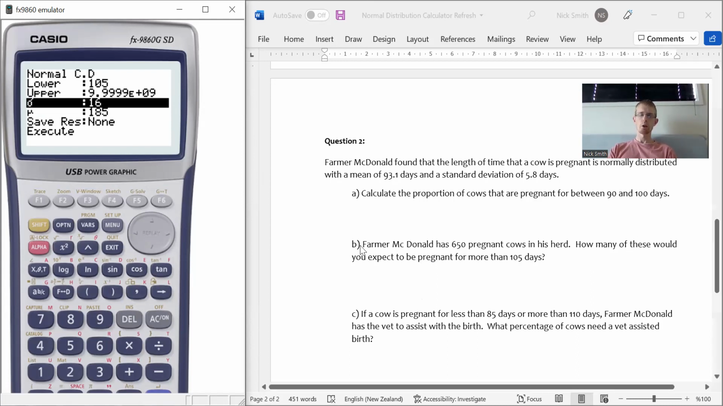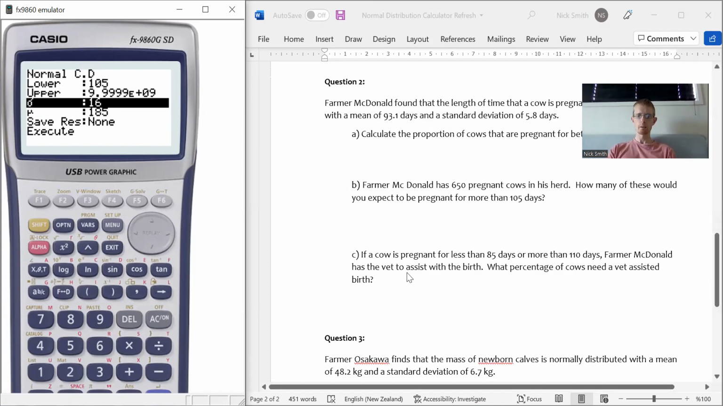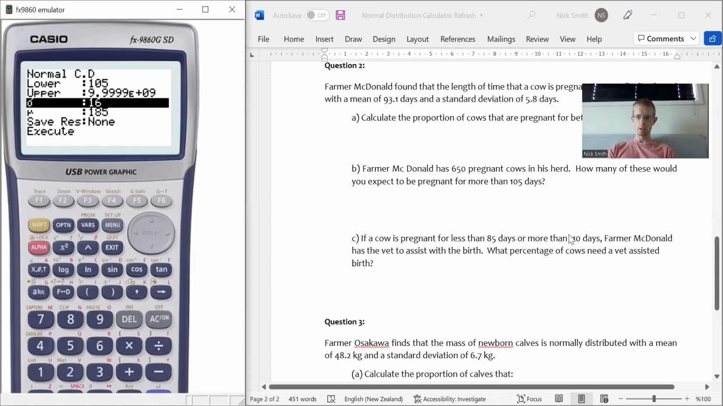Okay, those of you who are paying attention, you'll see that the question actually asks about how many cows. He's got 650 in his herd. How many would be pregnant for more? So you'll need your proportion, your probability you get from the calculator, and you'll need to work that out as a percentage of how many of those cows actually are the ones that end up pregnant for more than 105 days. So I'll let you figure that one out and help each other out if you're getting stuck. Okay, this one, I'll let you think about how you might do that. There's some interesting things to think about there.